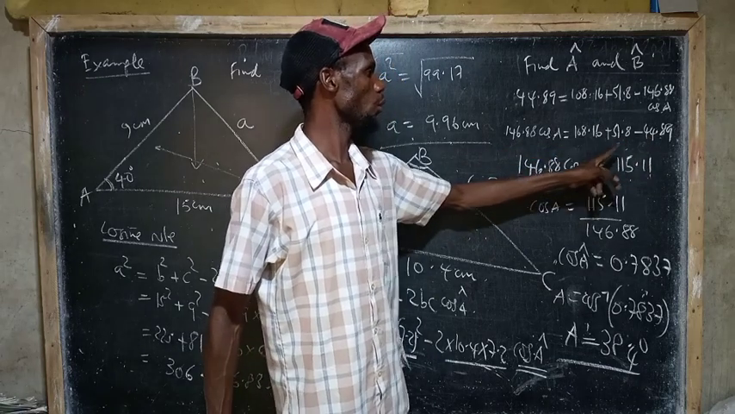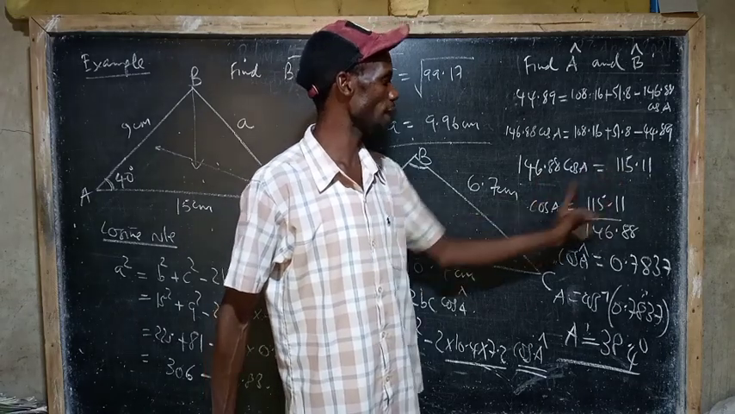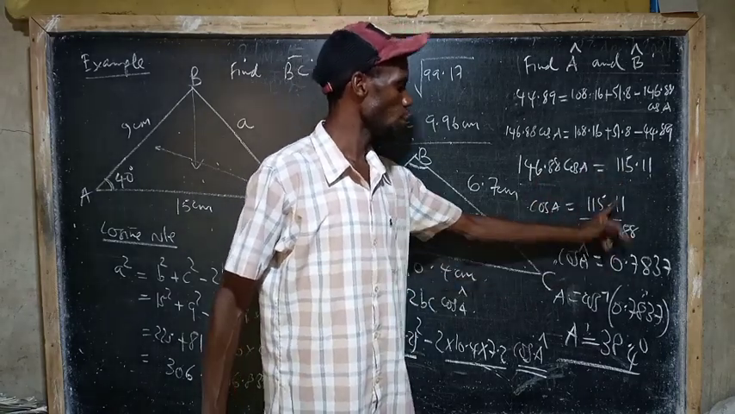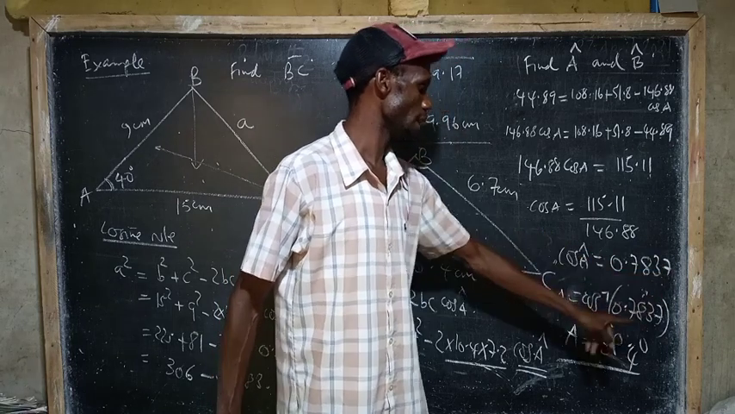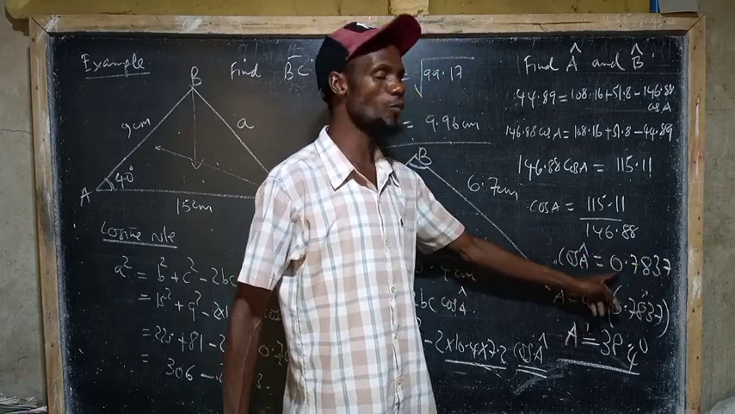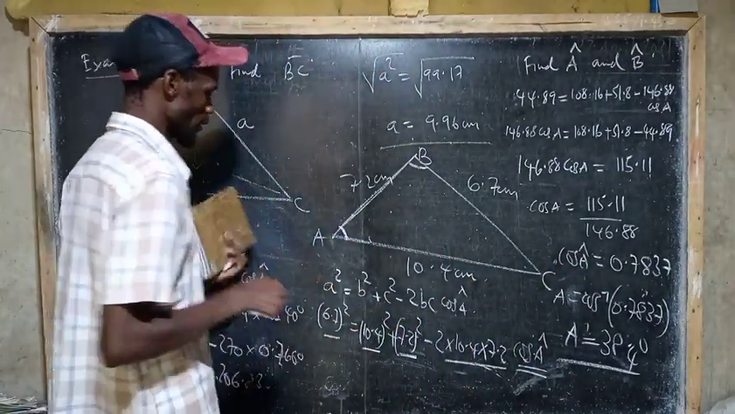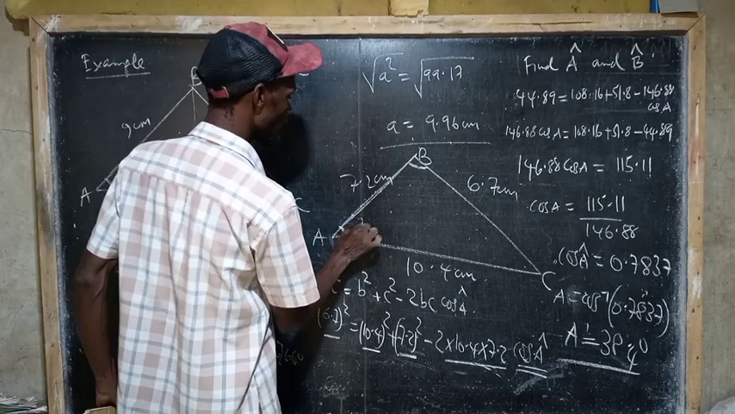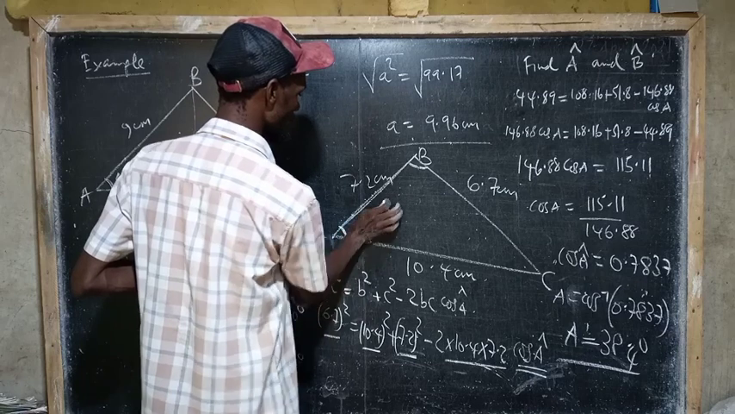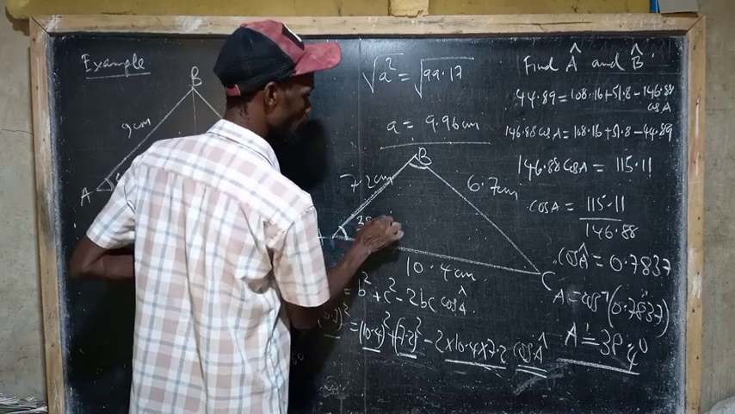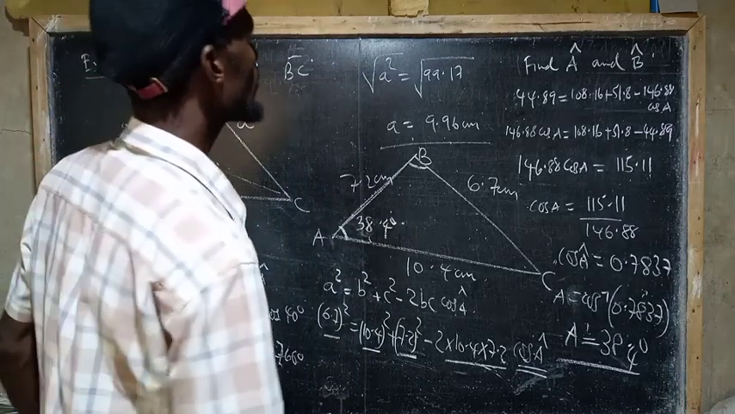Utajumlisha hizi hapa, utatoa, utapata 115 point this one, then you divide by this one both sides, you find this one. Ukidivide hapo unapata 0.7830, 37. Cosine inverse of this one will give you an angle of this one. Kwa tayari utakuwa umepata angle A. Angle A ni 38.4 degrees.